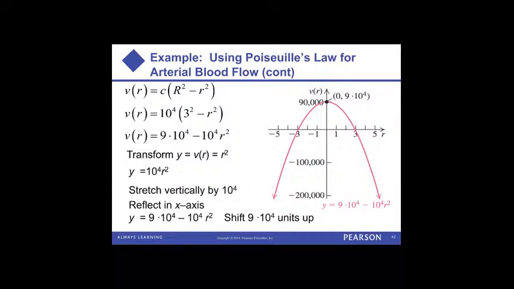So notice that this 9 times 10 to the 4 is just a number. So then this says what? We can stretch it. It's on the outside, so we can stretch it vertically by a factor of that. Then this negative is on the outside, so flip vertically over the x-axis. And then this says move it up by, what is that? 90,000? And you see it there, right?